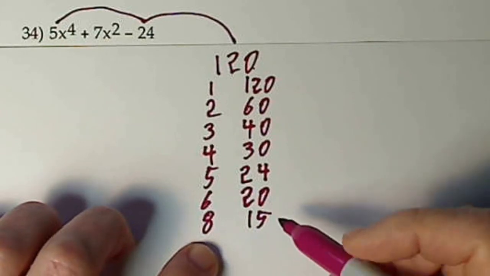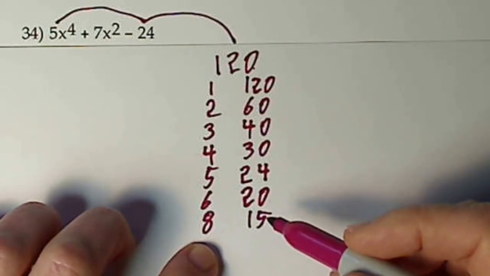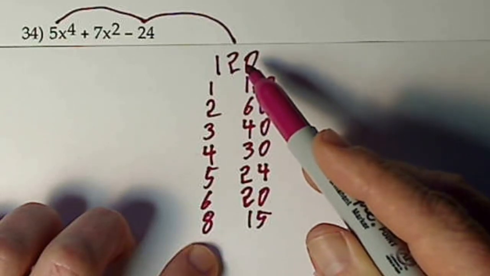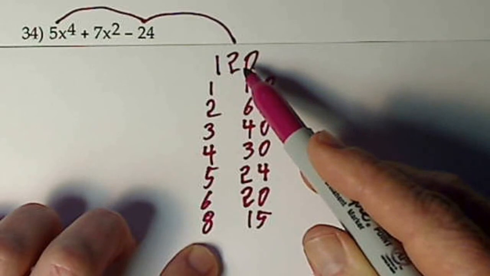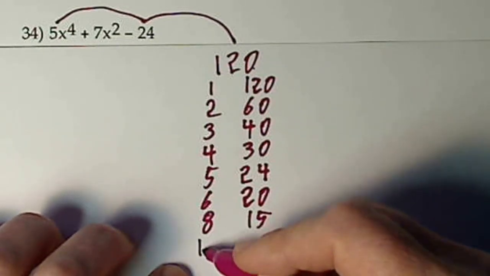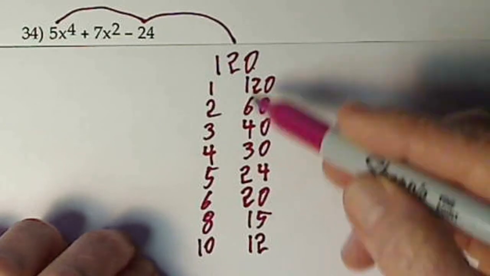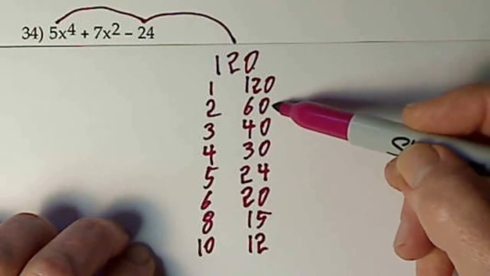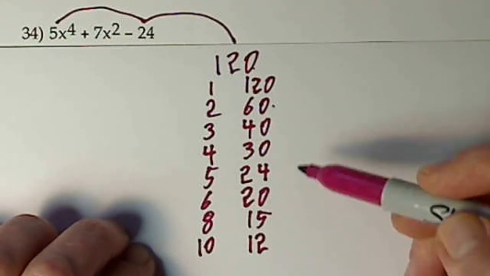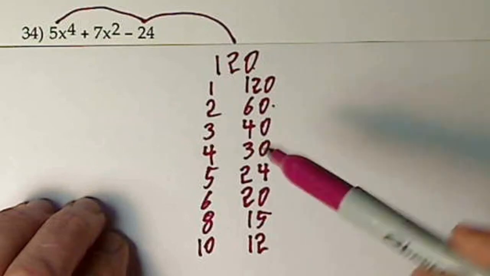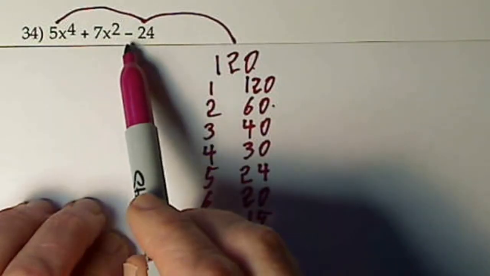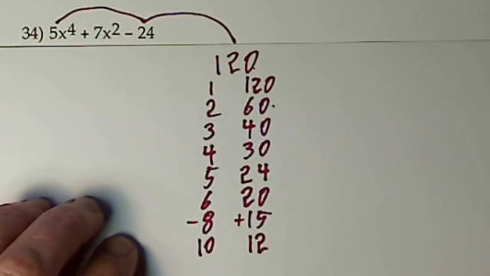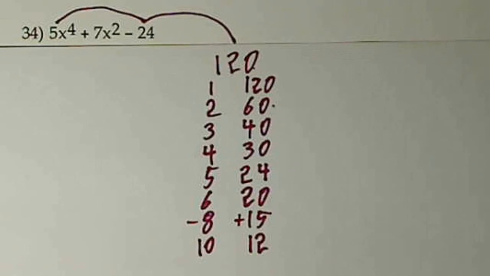I'll just finish it out though. 9 won't go. 10 goes, obviously. 10 times 12, and here are all the factors of 120. So again, no matter which one I choose, I'll get a 120. The reason I list them all is so I can find out which pair gives me a difference of positive 7. If I have positive 15 and negative 8, I'll get a difference of positive 7.